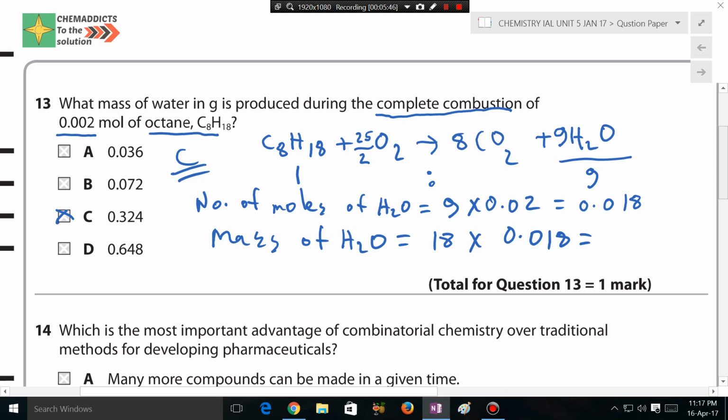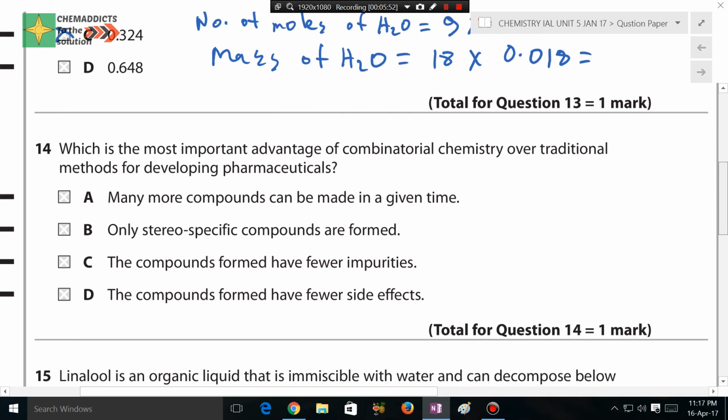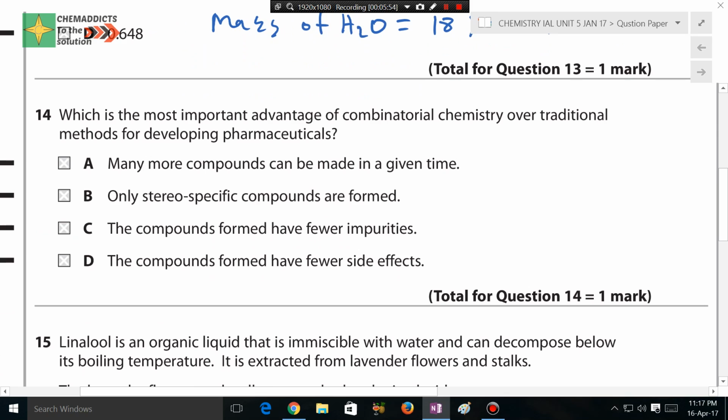Now let's move on to the next question, question number 14. It's about combinatorial chemistry. Which is the most important advantage of combinatorial chemistry over traditional methods for developing pharmaceuticals?